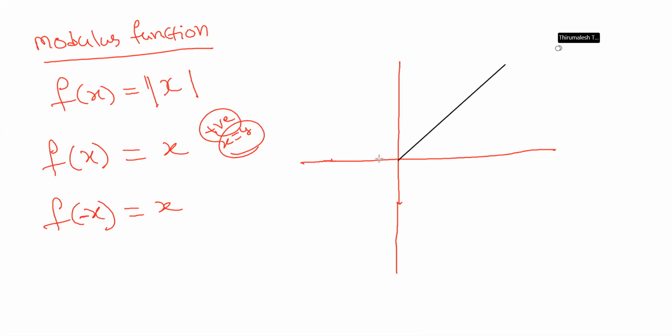It is not a single straight line. How will it be in the negative side? See here, the value of x is negative, but not the value of y. When x is minus 1, y is 1 itself. When x is minus 2, it is 2 itself. So this is the modulus function. It looks like a V.